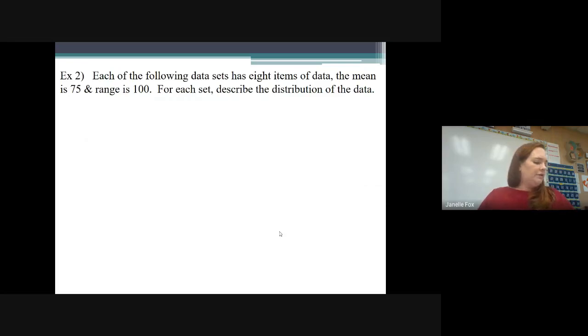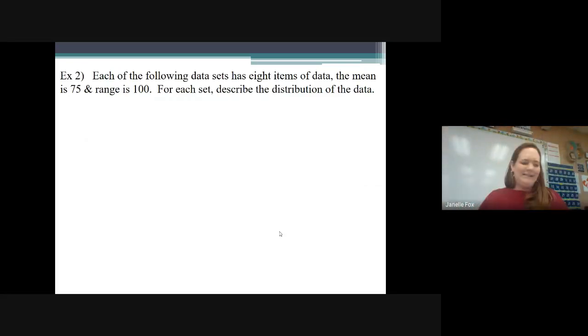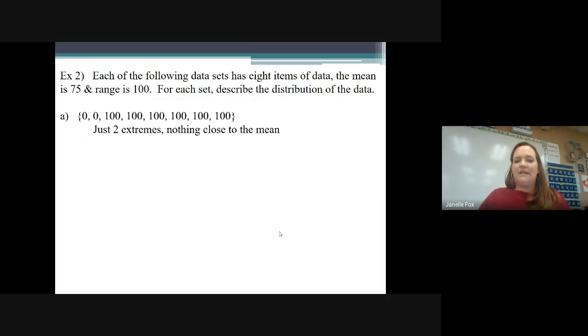So what we're going to do now is go back to our notes. Since we just did our stand and talk, hypothetically, we're going to write some fun things. We're going to describe the distribution of the data. So you may write something like, for this data, something like we did in the stand and talk, that it's just the two extremes and there's nothing that's close to the mean.